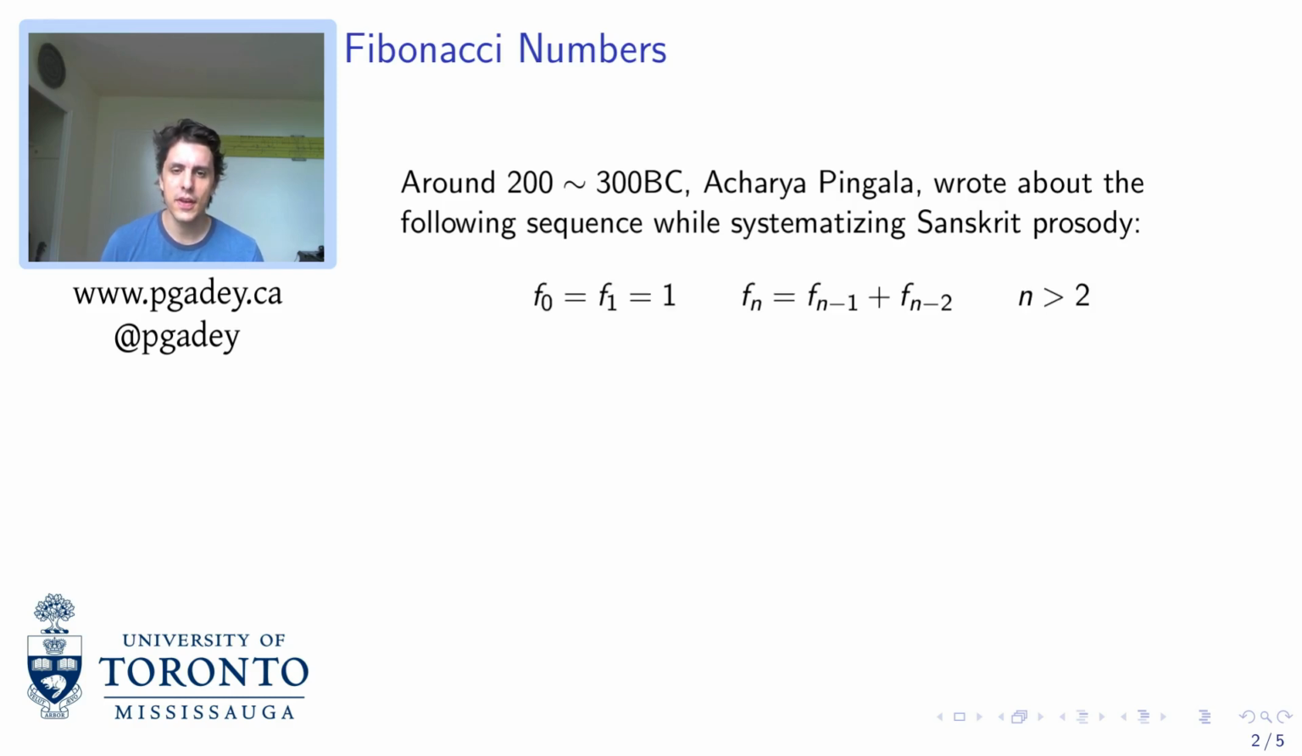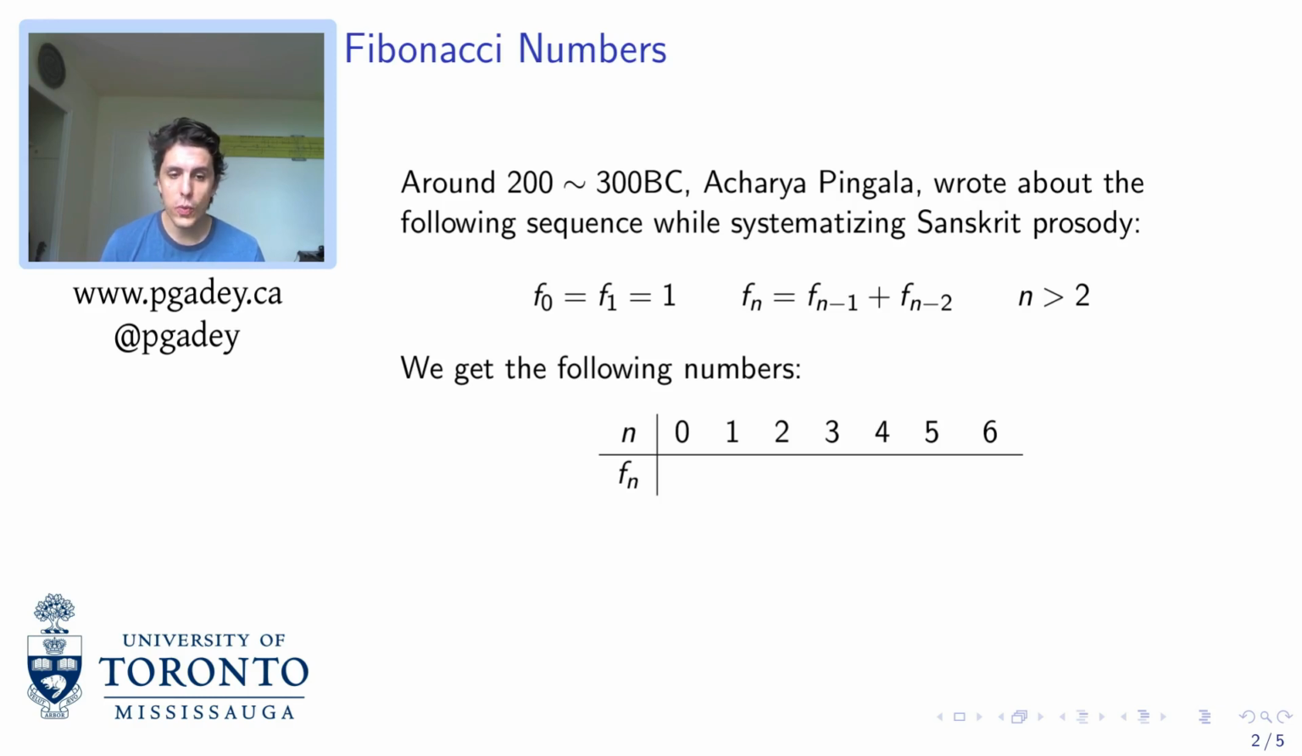prosody. The sequence is defined so that f0 and f1 are both equal to 1, and from then on, fn is equal to fn minus 1 plus fn minus 2. So what we're doing is we're taking two consecutive terms and adding them up to get the next one. When we use this definition, we get the following numbers.